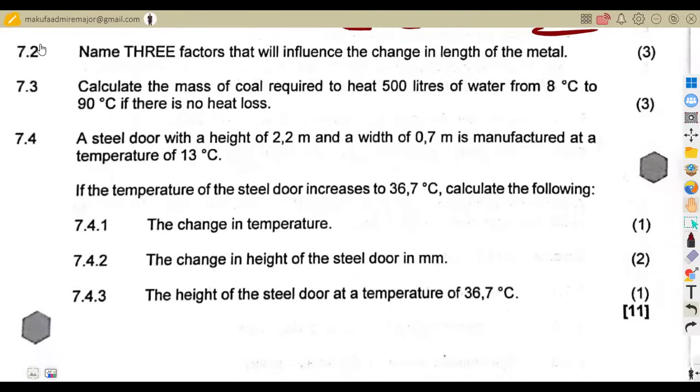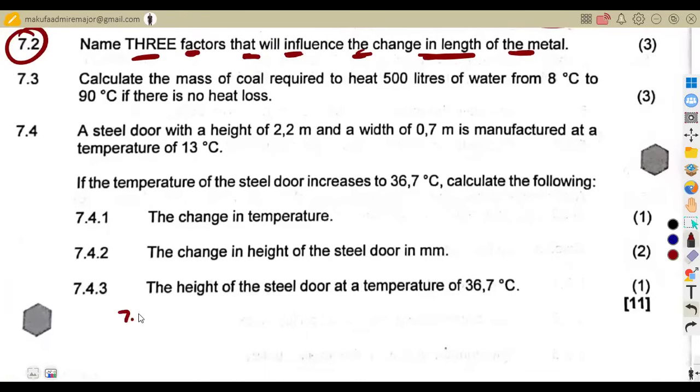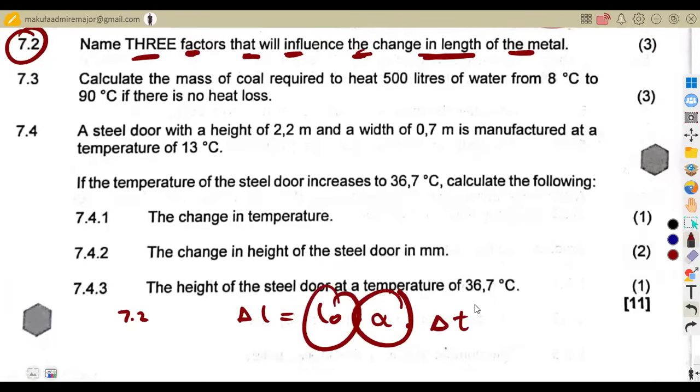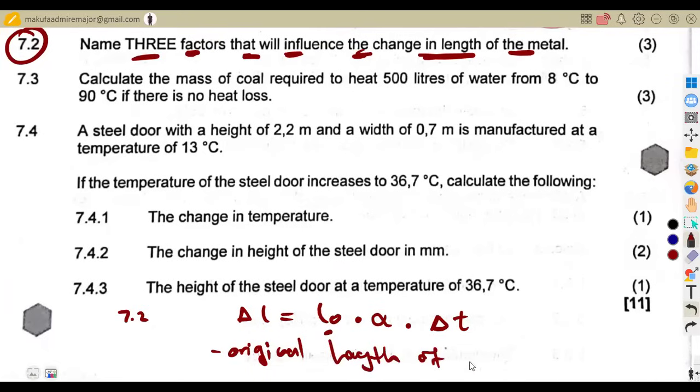Then 7.2 we are given now: name 3 factors that will influence the change in length of a metal. Remember, this is taken from the formula. The change in length, from our formula sheet, is given as the original length times the linear coefficient of expansion of that same material, or metal, times the change in temperature. So these are the factors that affect it. You take from the formula, what is it? The original length. So you're going to be affected by the original length of the metal. All right, this is the first factor.